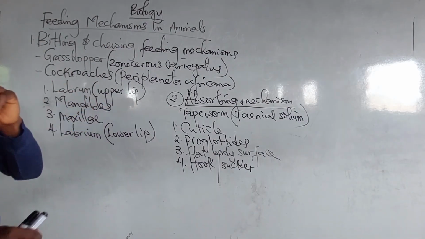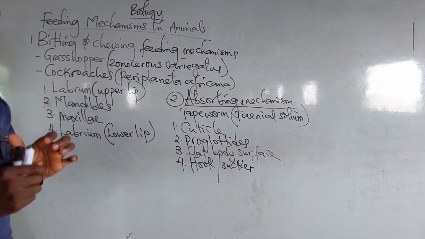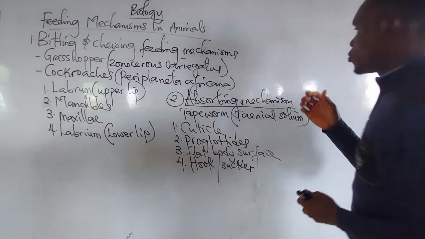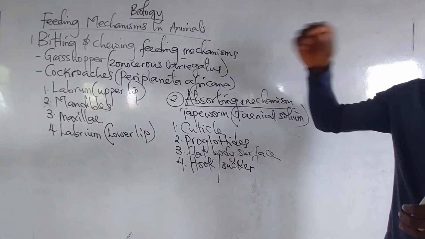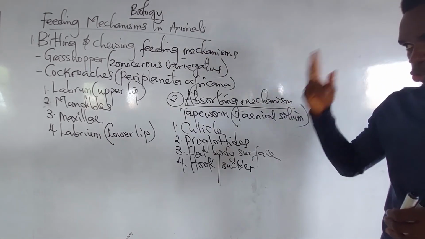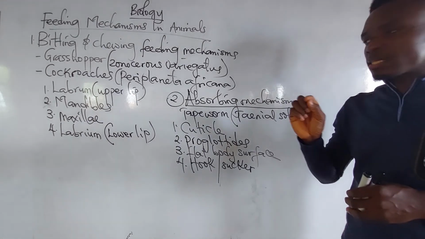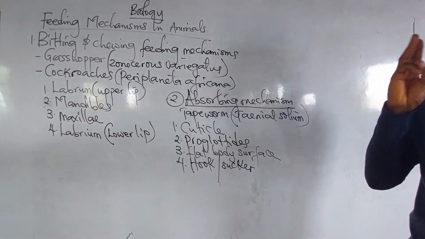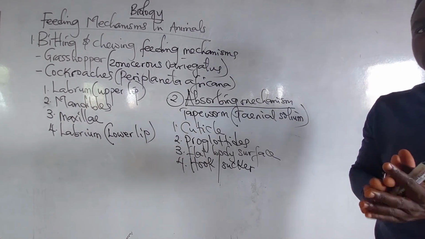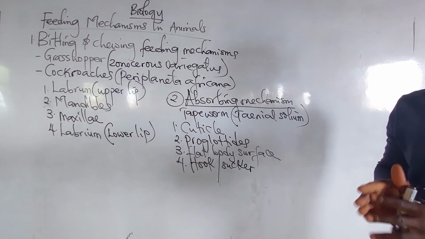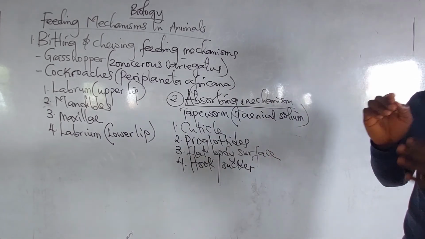So at this point, to call it a day here, always make sure you subscribe, like and share, so that you get to know the other types of feeding mechanism. There are other types: the trapping and absorbing mechanism, the piercing and sucking feeding mechanism, and the grinding mechanism. In our next class, we are going to be discussing the other 3 types of feeding mechanisms in animals.